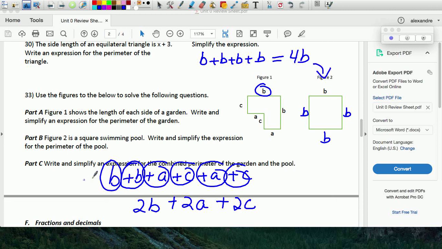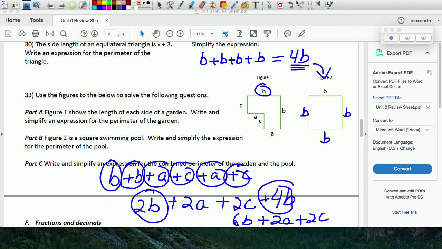Now, part C says combine the perimeter of the pool and the garden. So here's the pool, 2b plus 2a plus 2c, and then we're going to add that to the perimeter of the square pool, which is 4b. Can I combine anything? Yeah, I can combine now. The b was the b that was over here, so I can combine these two b's, right? 2b plus 4b is 6b, and the a's and c's have nothing to add with, so they just stay the same. And that would be our final answer.